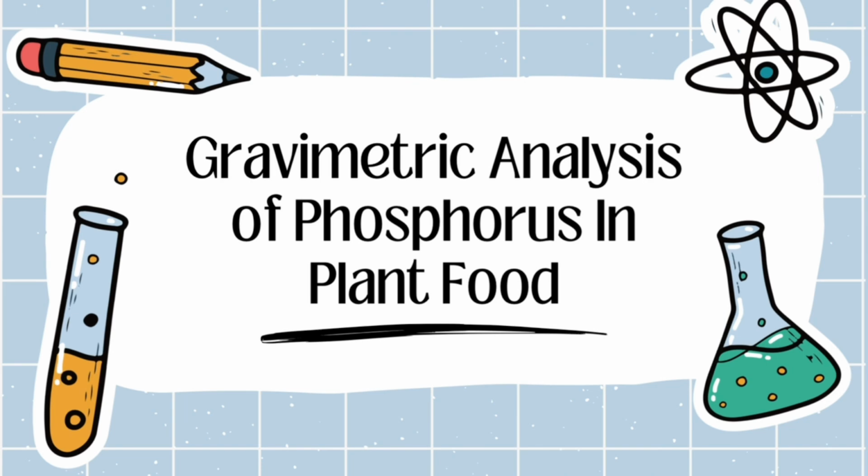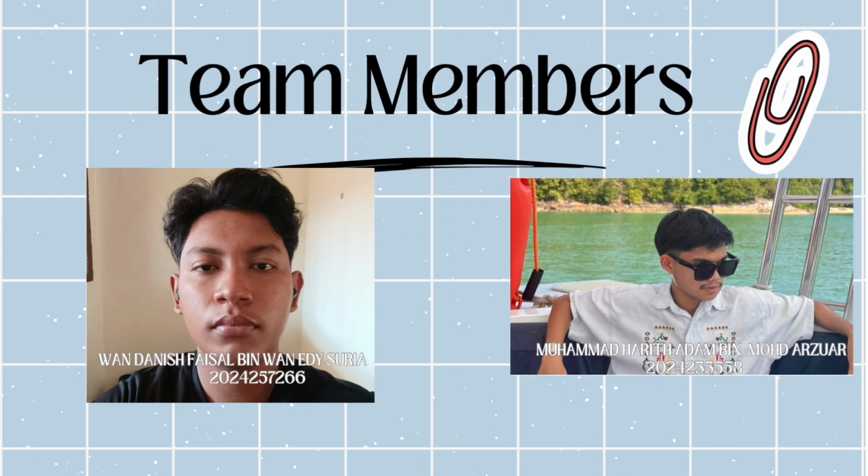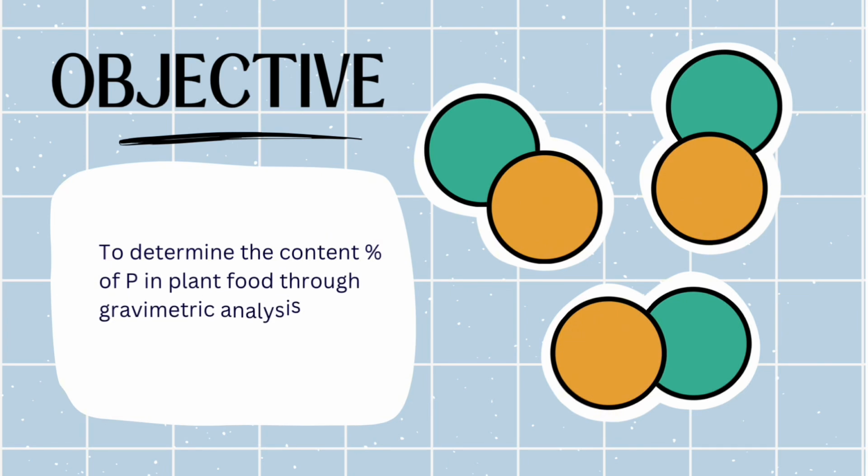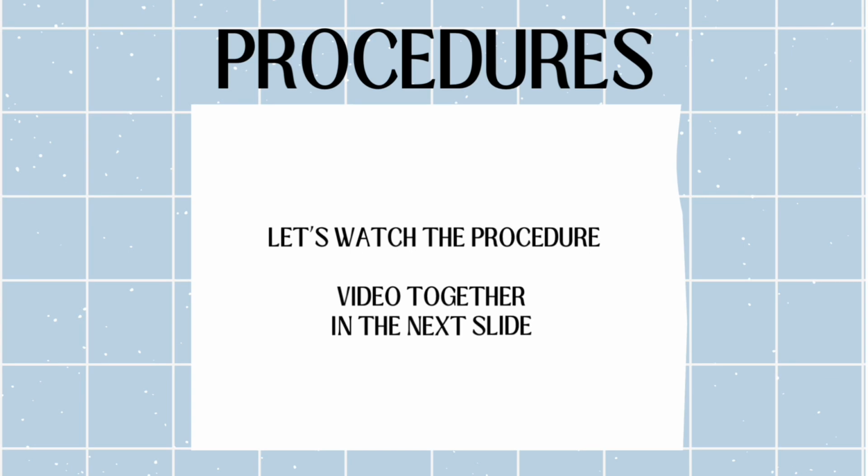So today we are going to present about gravimetric analysis of phosphorus in plant food. This is our team members, which consists of me, Muhammad Hari Adam bin Muhammad Azwa, and Wan Danish Faisal bin Wan Eddie Surya. The objective of this experiment is to determine the content percent of P in plant food through gravimetric analysis. So now let's watch the video procedures.